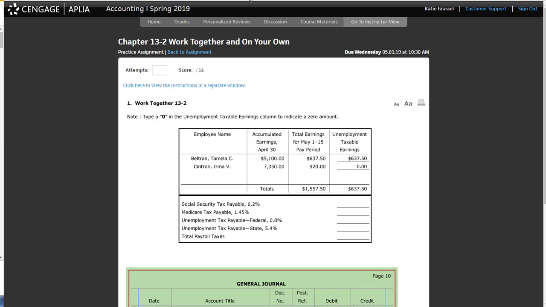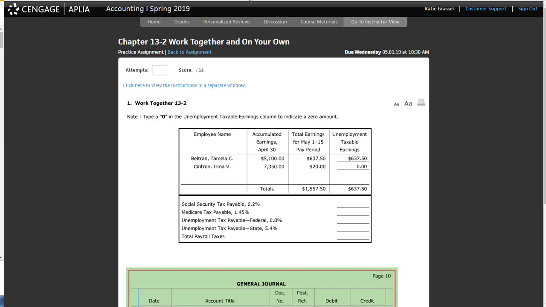Now, unemployment tax payable, federal, 0.8%. Am I going to multiply that by total earnings or unemployment tax earnings? Unemployment tax earnings. So you're going to take 0.8% times $637.50. Unemployment tax payable, state, is it going to multiply by total earnings or unemployment tax earnings? Unemployment. So you're going to take 5.4% times $637.50. That's going to go across.